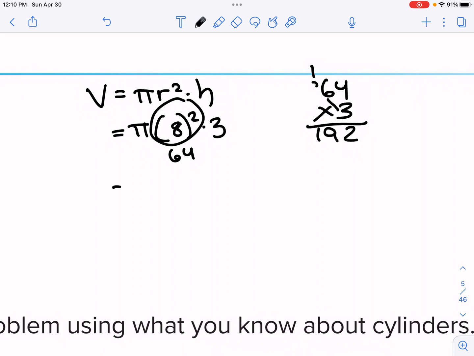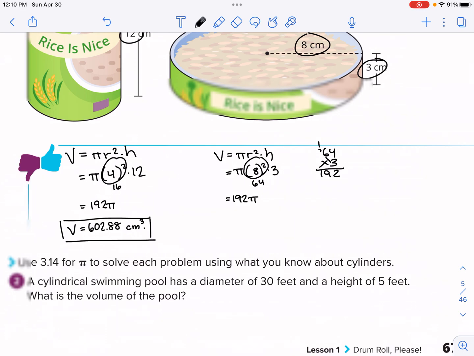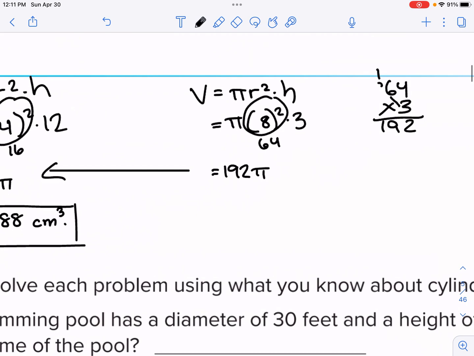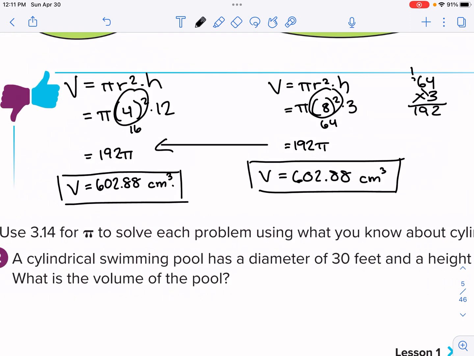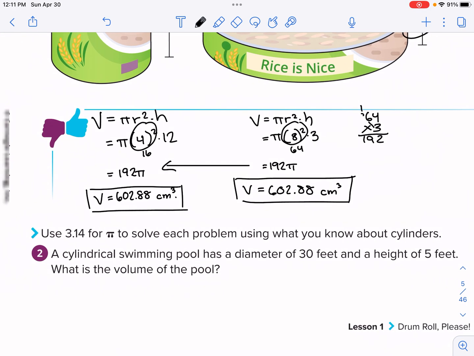So we get 192 pi, and maybe we notice that that's actually the same thing right here. So multiplying 192 by 3.14 for pi, we know we're going to get the same exact answer. So it turns out that Rob also has the same thing, 602.88 cubic centimeters. So they both have the same thing. Okay. So calculating the volume for each of the prototypes, this would satisfy the director's memo.